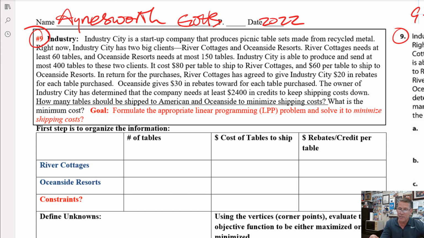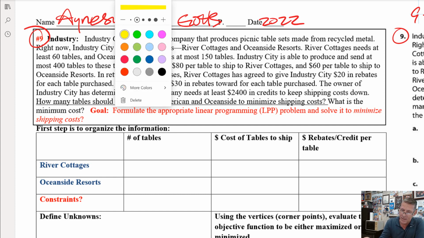This is an industry problem. Industry City is a startup company that produces picnic table sets that are made from recycled metal. Right now, Industry City has two big clients, River Cottages and Oceanside Resorts, and notice that they are in the table. River Cottages needs at least 60 tables. Ooh, look at that! It needs at least 60 tables.